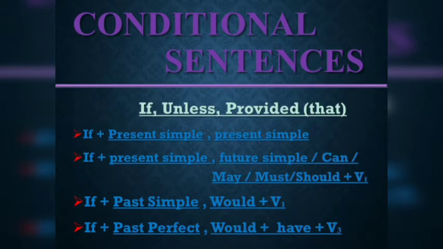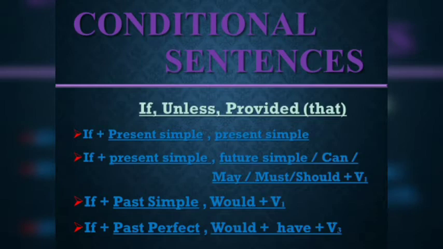Now the third category: if past simple tense is there in the if clause, then in the main clause we will use would plus V1. Now the fourth category says if past perfect tense is there in the if clause, then in the main clause we will use would have plus third form.